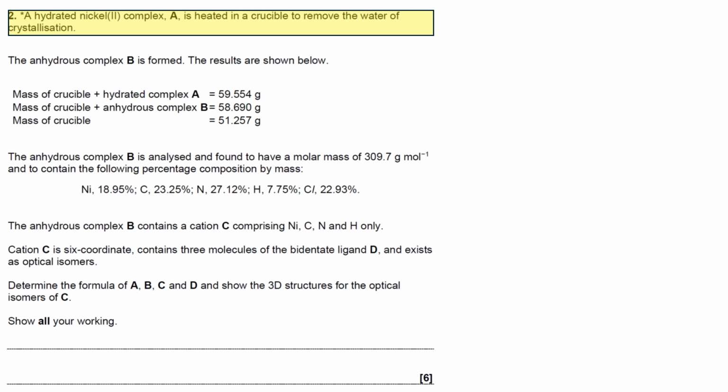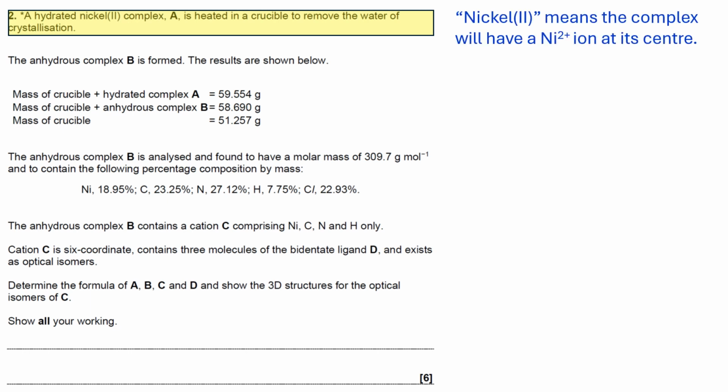The first part says a hydrated nickel-2 complex is heated in a crucible to remove the water of crystallization. There's a clue there where nickel-2 is in the sentence. That means the complex will have a nickel-2 plus ion at its center.